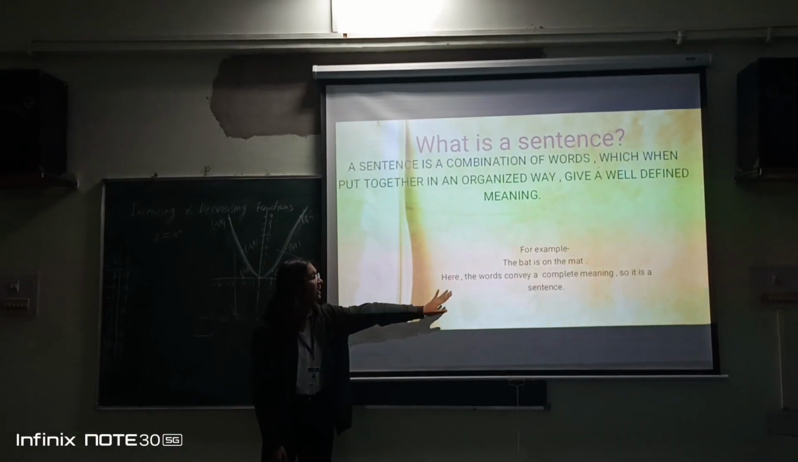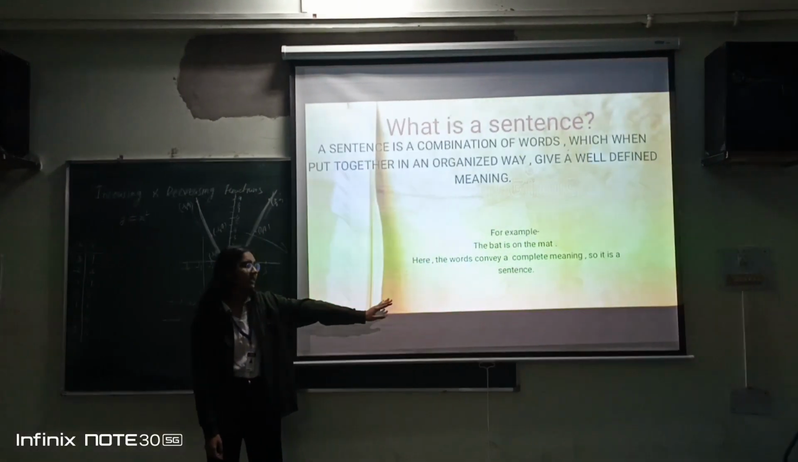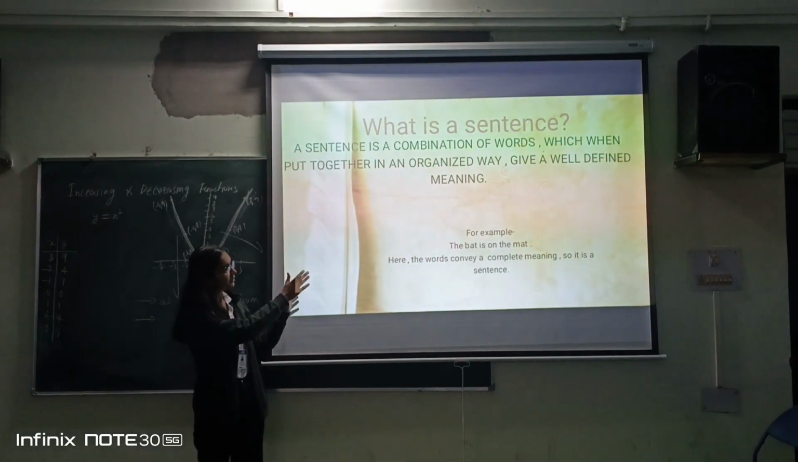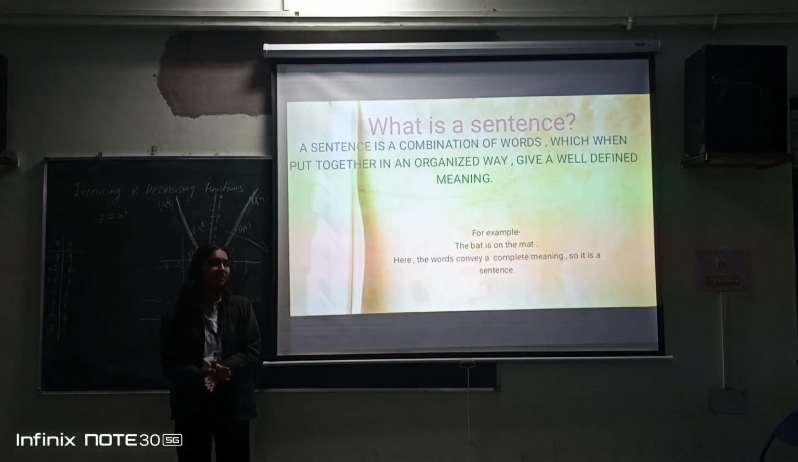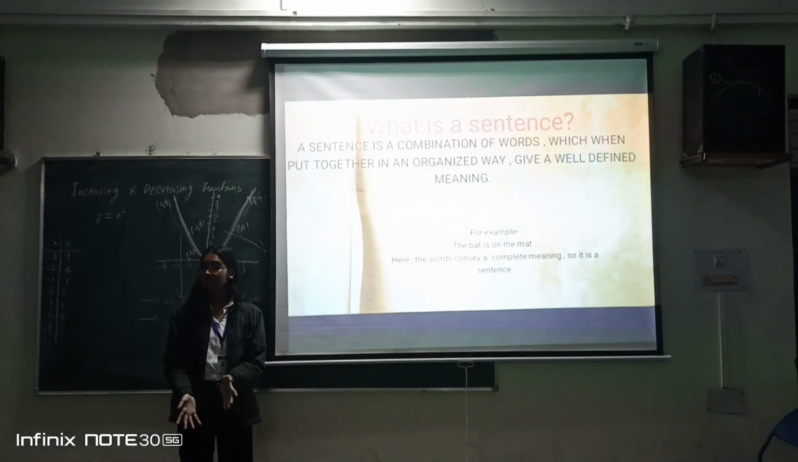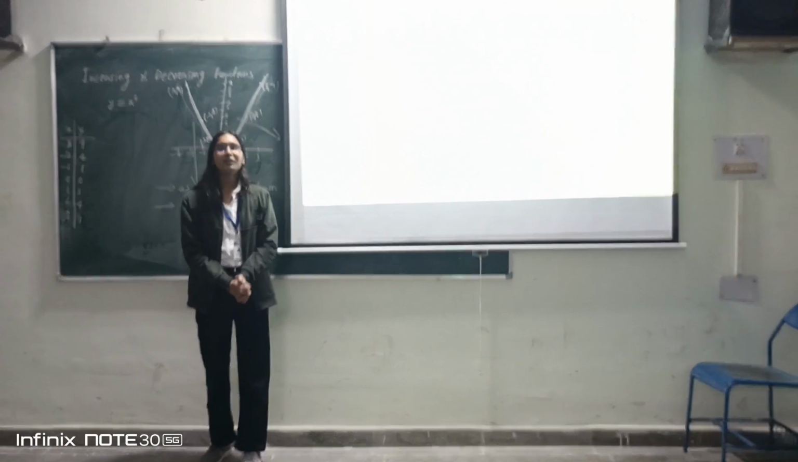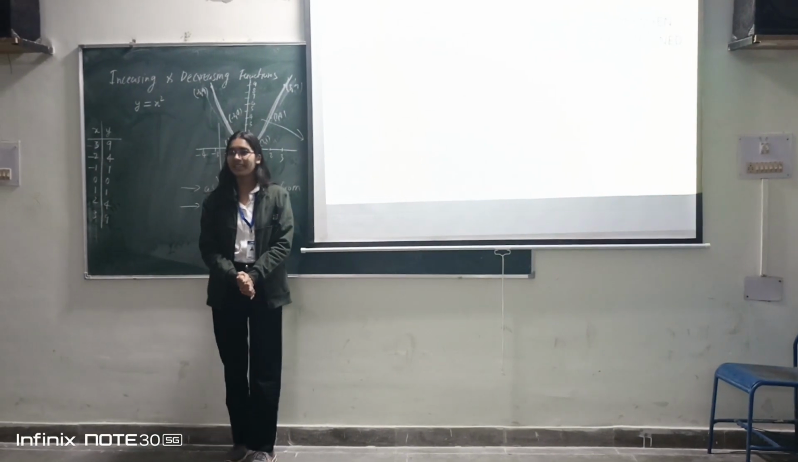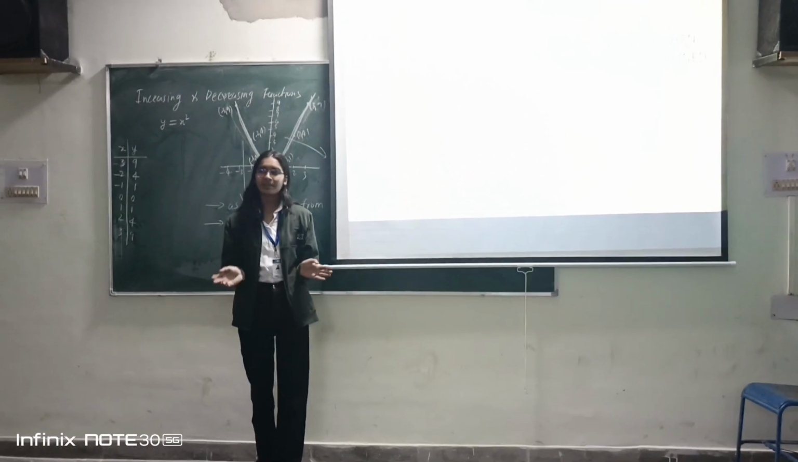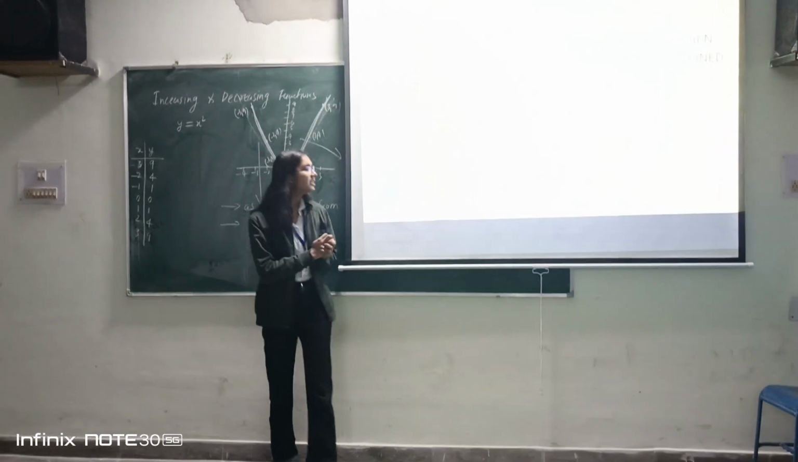The bat is on the mat. Here, the bat is a subject and on the mat is a predicate. If you combine the subject and predicate, it's giving a complete meaning. If we take another example, Icy is staying sleepy. So here Icy is a subject and being sleepy is the predicate, and if we combine it, it's giving a complete meaning.